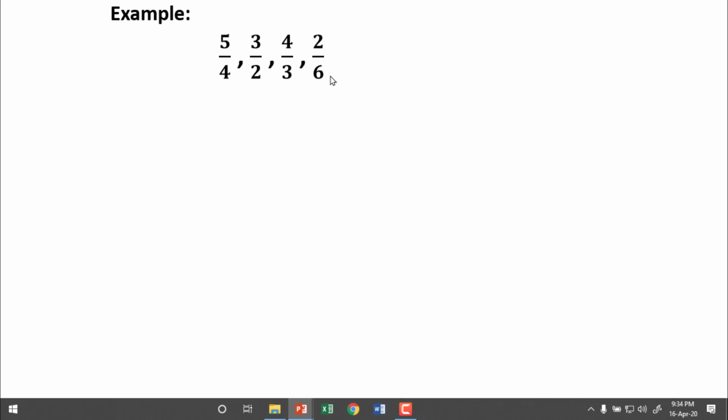So what do we have to do? We have to find the equivalent fraction for each fraction that will carry the same denominator. So I said the LCM of the given denominators will be the common denominator for all. So here 4, 2, 3, 6 are the given denominators. So we have to find the LCM of these four denominators. So LCM of 4, 2, 3 and 6 is 12. That means we have to find the equivalent fractions for these fractions. Those will carry denominator 12.